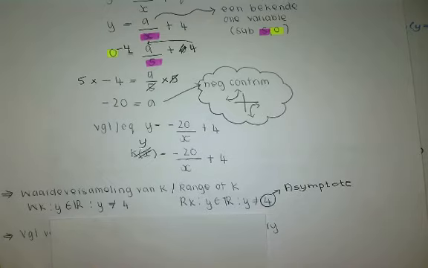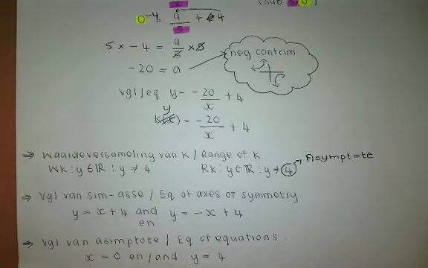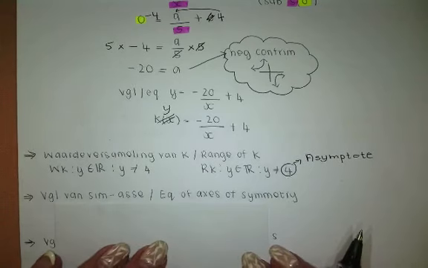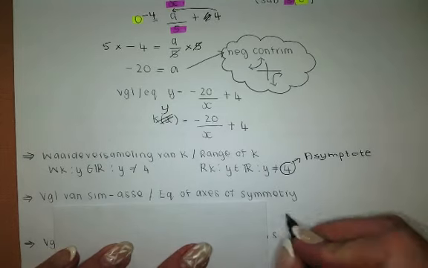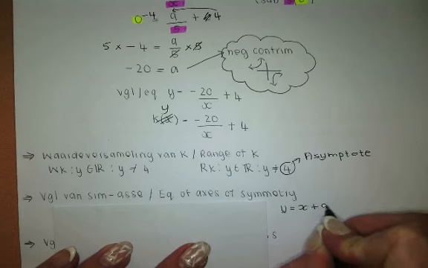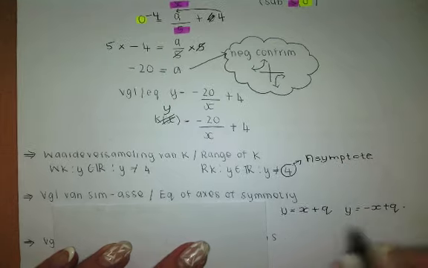Okay, this is your asymptote. Yesterday I told you that a hyperbola has two axes of symmetry, a positive one and a negative one. So if I had to ask you in a test to give me the equations of the axis of symmetry, you're going to write down y equals x plus q, that's the positive one, and y equals negative x plus q.